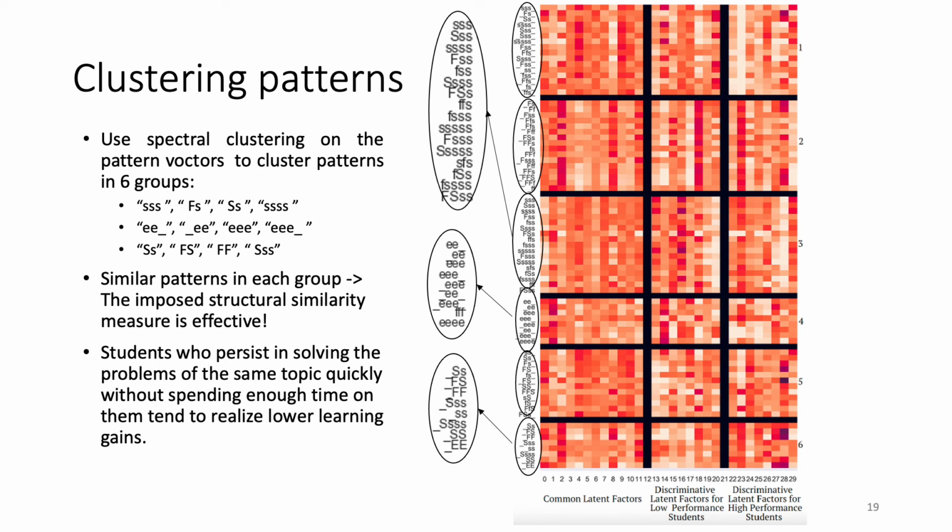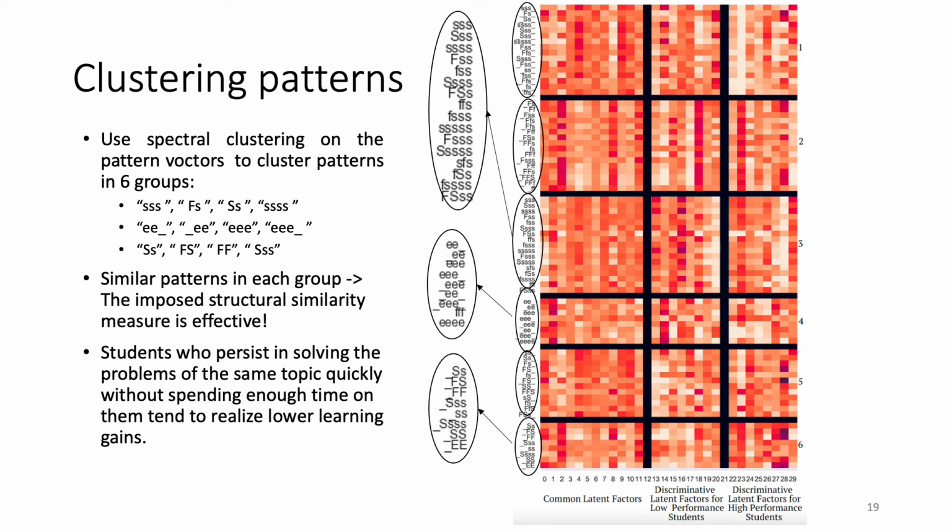The patterns containing short example readings, EE and EEE, are in one cluster, and the patterns that start with long attempts are in another cluster: capital SS, capital F, capital S, capital F, capital F, and capital S, S, S. This shows the effectiveness of the imposed structural similarity measure.